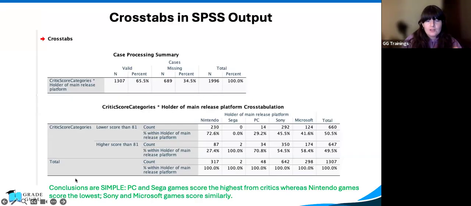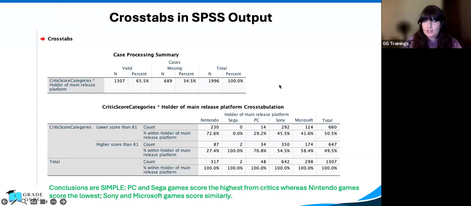And an example conclusion for this particular one. So it's looking at different game platforms, okay, and how well they score with the critics. And you would say that PC and Sega games score the highest from critics, whereas Nintendo games score the lowest. Sony and Microsoft games score similarly. And that's it.